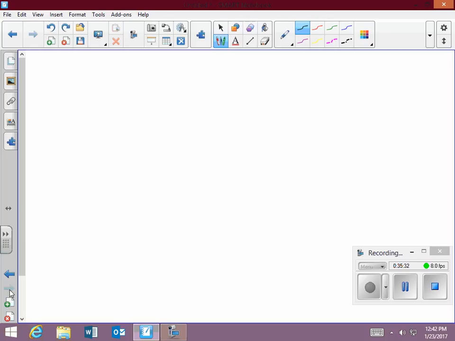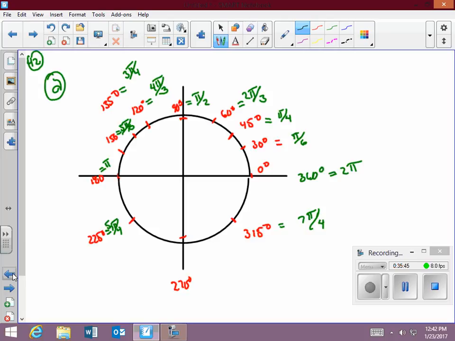Okay. It says two angles are complementary. One of them has a measure of pi over 7. Find the measure of the other angle. So they're complementary. They add to 90, so they add to pi over 2, right? And one of them is pi over 7.